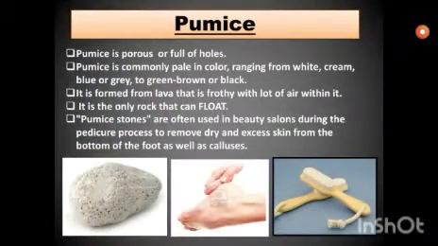Pumice. Pumice is porous, or full of holes. Pumice is commonly pale in color, ranging from white, cream, blue or grey to green, brown or black. It comes in these color variations. It is formed from lava that is frothy with a lot of air within it. Also children, it is interesting to know that it is the only rock that can float.